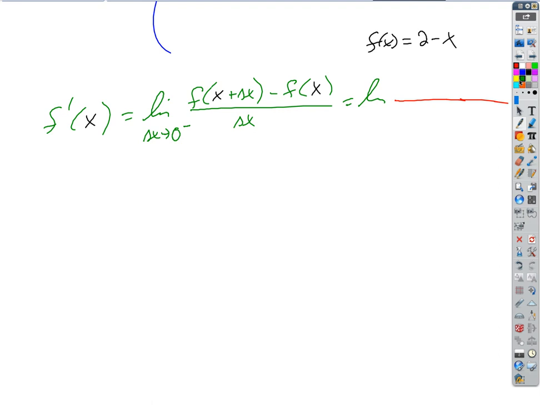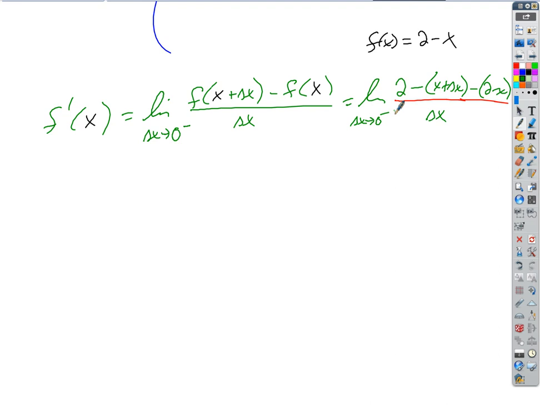So what do we get? f of x is 2 minus x, f of x plus delta x is 2 minus (x plus delta x). Agreed? So we're going to get 2 minus (x plus delta x) minus f of x, which is 2 minus x, all over delta x, as delta x approaches 0 from the left.